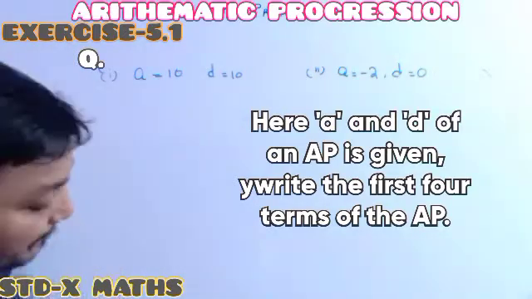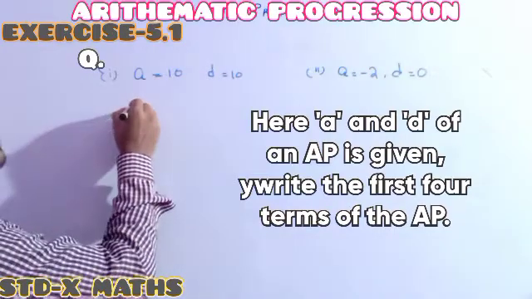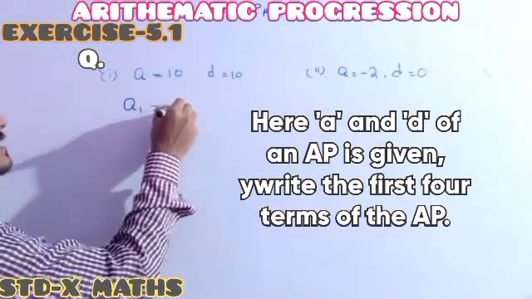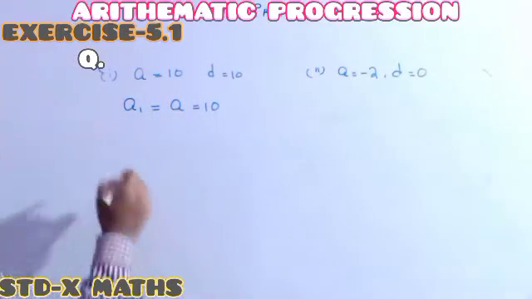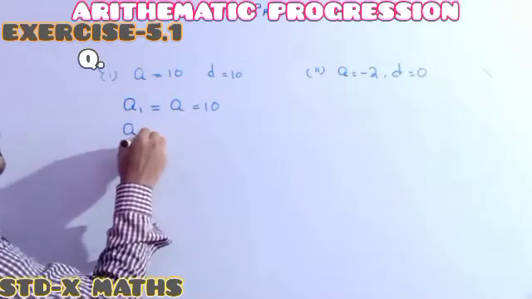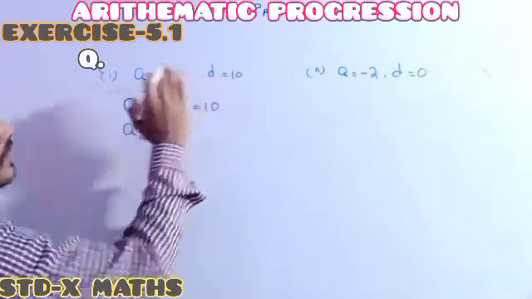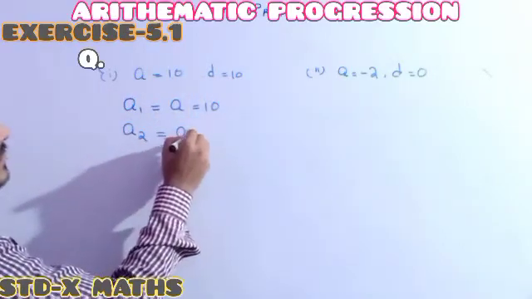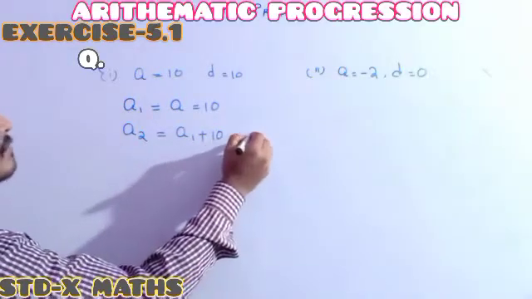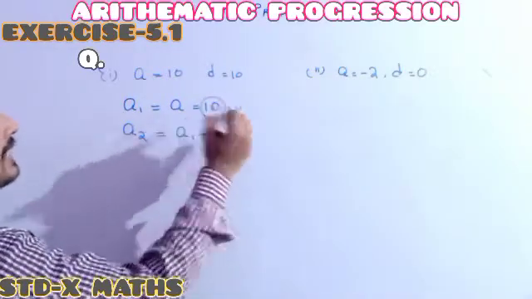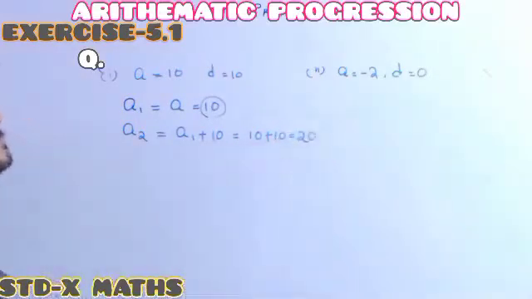See how to write. Everyone see, I will do it in 2 ways. First term, a1, is our A, which is 10. Yes or no? See, the second term you can find by adding the common difference to the first term: a1 plus d, 10 plus 10, which becomes 20.